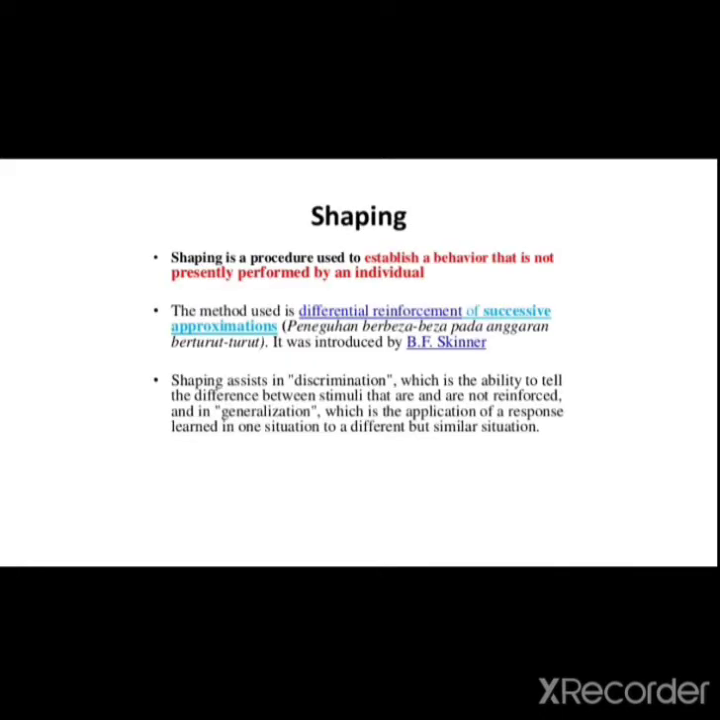Shaping, again explained, is a procedure used to establish a behavior that is not presently performed by an individual. So when you're shaping, you're typically teaching them new or novel behaviors. The method used is differential reinforcement of successive approximations, which was introduced by our home guy, B.F. Skinner. Shaping assists in discrimination, which is the ability to tell the difference between stimuli that are and are not reinforced, and in generalization, which is the application of a response learned in one situation to a different but similar situation.